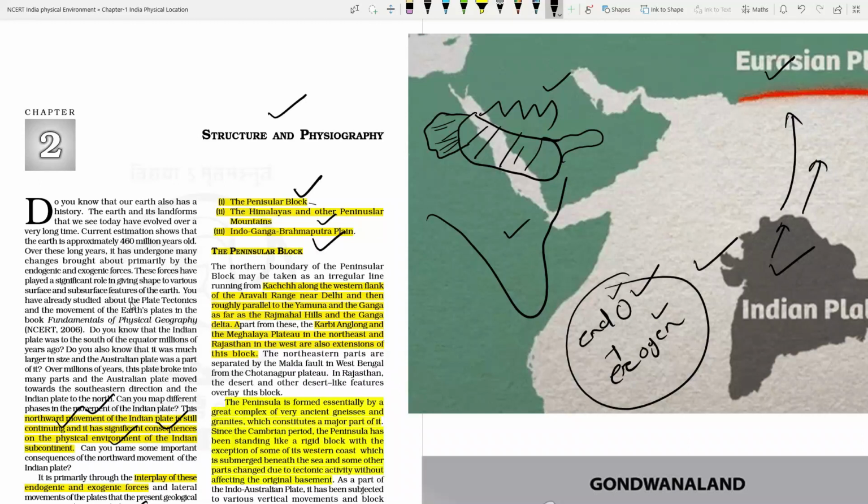So what is the specialty of the peninsular block? What is the importance of the peninsular block? So it starts from the Kutch.